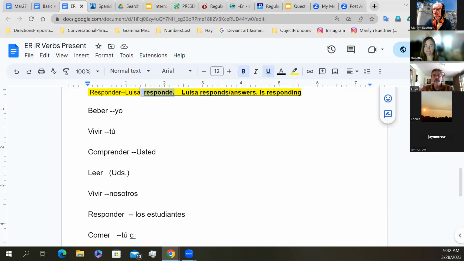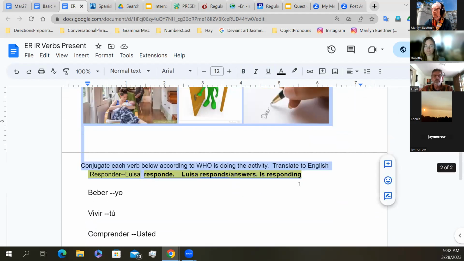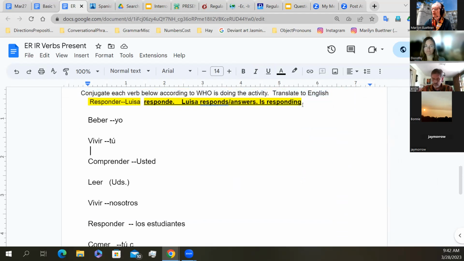That's our first task. And the second task is to say, well, what does that mean to say Luisa responde? Well, in English, we would use that idea to say Luisa responds, or she answers, or she is responding. Those are the two common things we'll say in English. It'll mean that same thing as Luisa responde.